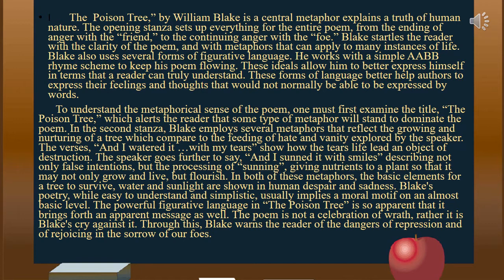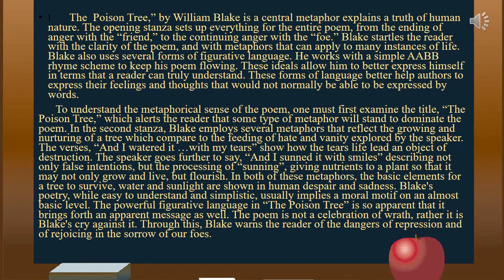The verse, "And I watered it with my tears," shows how the tears' life led to an object of destruction. The speaker goes further to say, "And I sunned it with smiles," describing not only false intentions but the process of sunning, giving nutrients to a plant so that it may not only grow and live but flourish. In both of these metaphors, the basic elements for a tree to survive, water and sunlight, are shown in human despair and sadness.